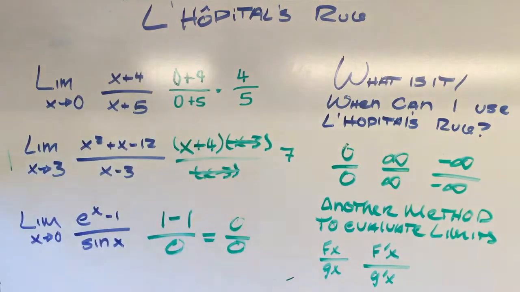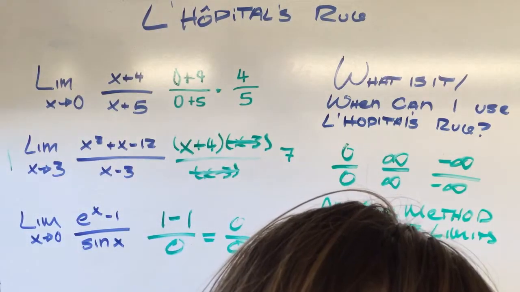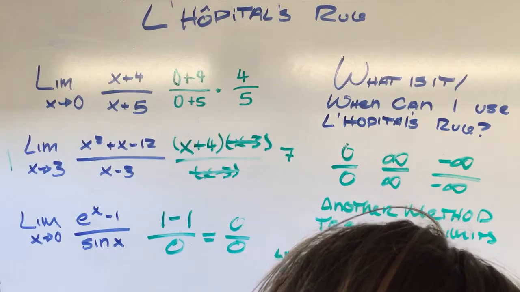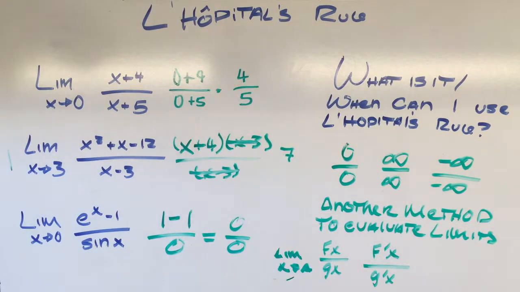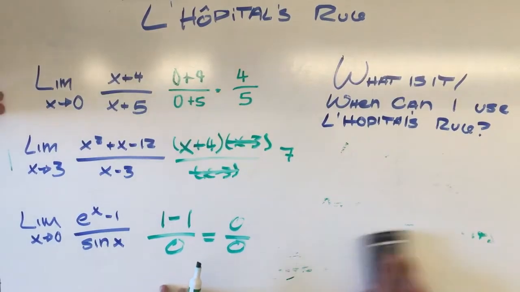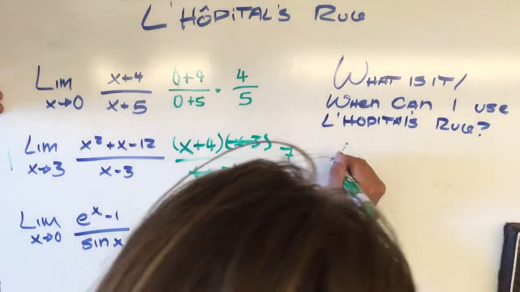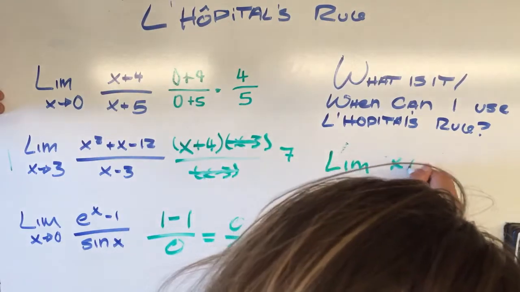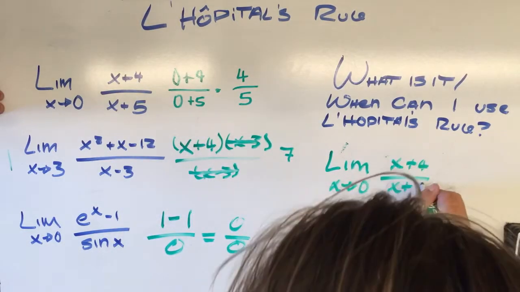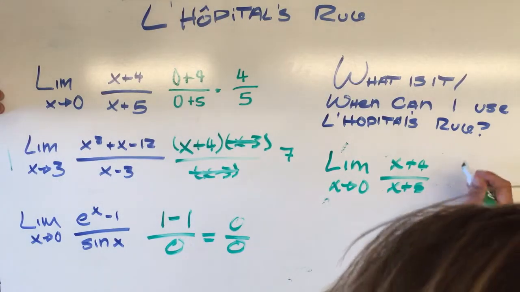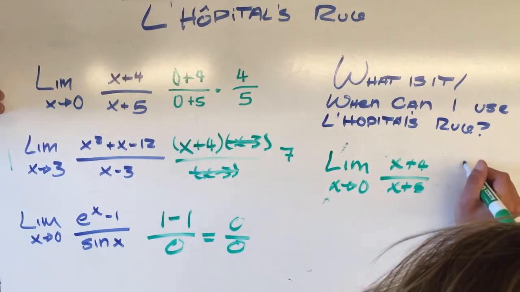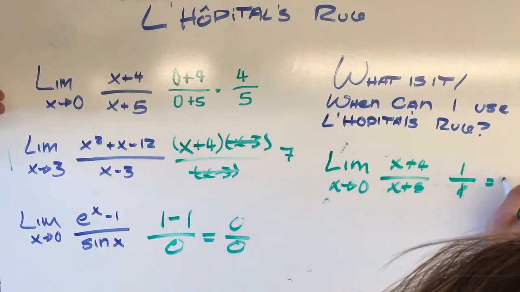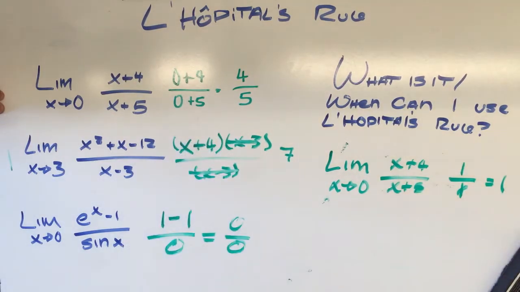Also, put the limit notation in the front, x to a. However, you have to make sure that these limits do meet the criteria. For example, if you were to try to evaluate the first limit, x plus 4 over x plus 5, as the limit approaches 0, then you would get, by L'Hopital's rule, 1 over 1, which equals 1. But as we saw before, that's not the correct answer.